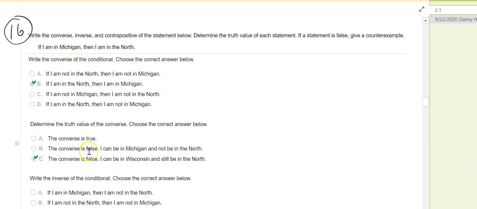So now we're checking, is that converse true or false? And so in this particular case, it's false. All right, it says if I'm in the north, then I'm in Michigan. Well, I can be in Wisconsin and still be in the north.